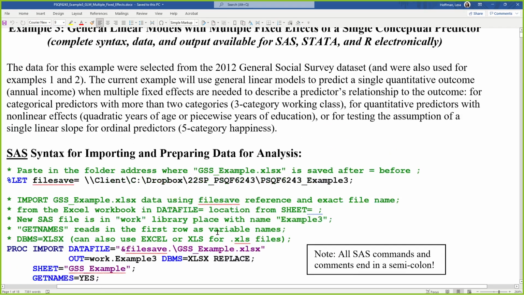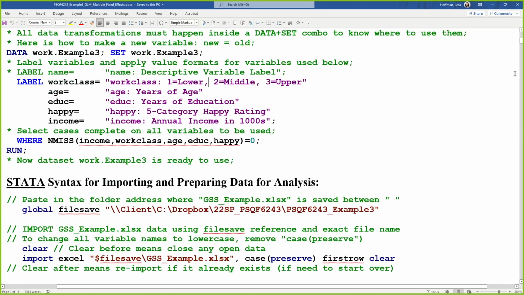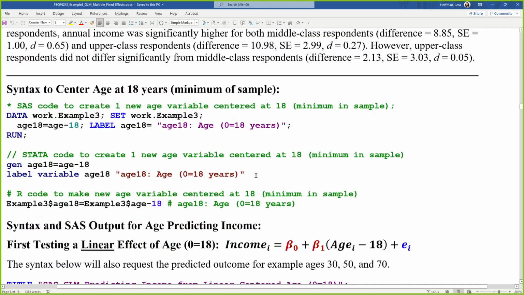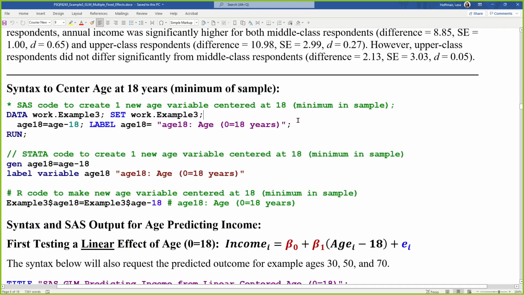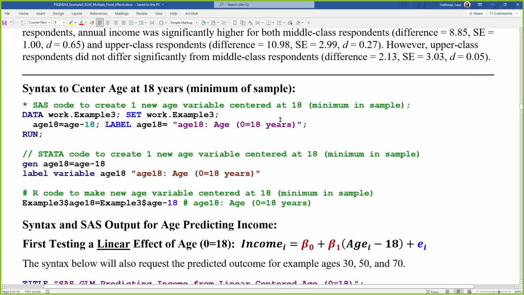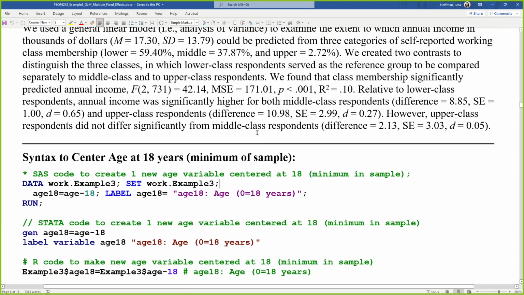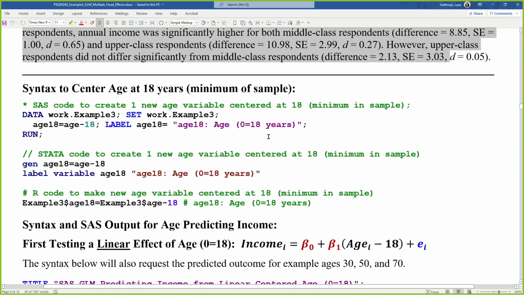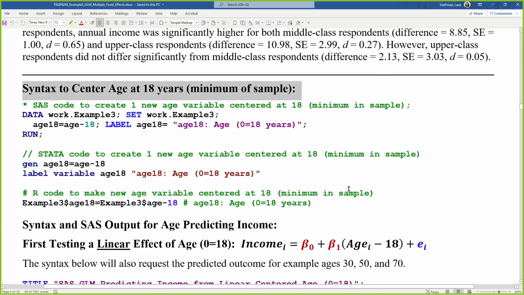Okay, so we are in example 3. We are several pages in example 3. I want to say page 9-ish. Let me get to where we are. Nope, page 6. Okay, 6, yep. So we finished up the group stuff. Here's my results paragraph about the differences as a function of income group. And now we're starting syntax to center age at 18 years.